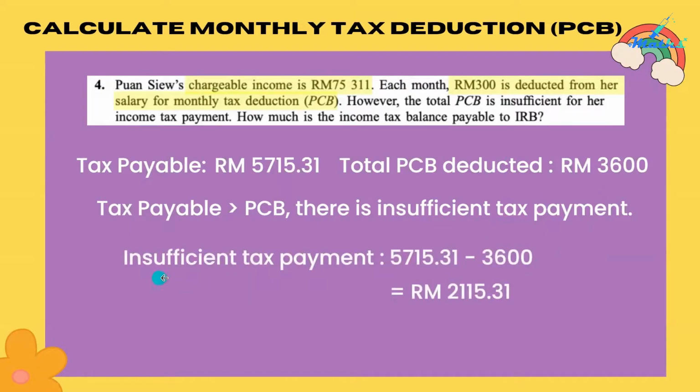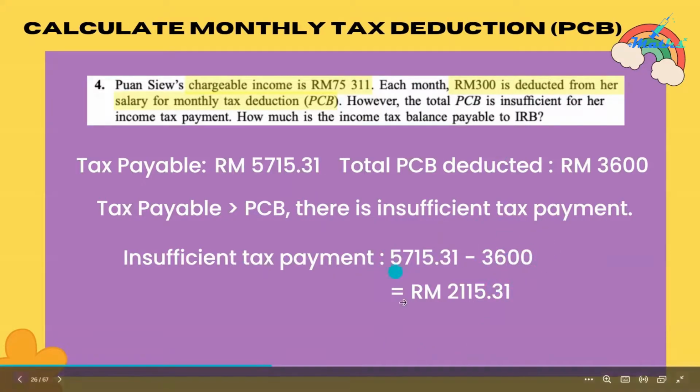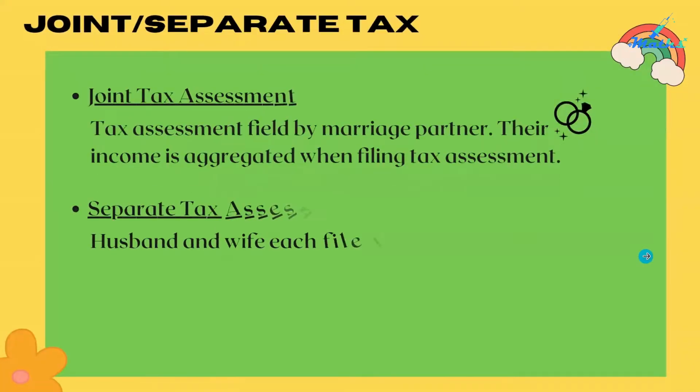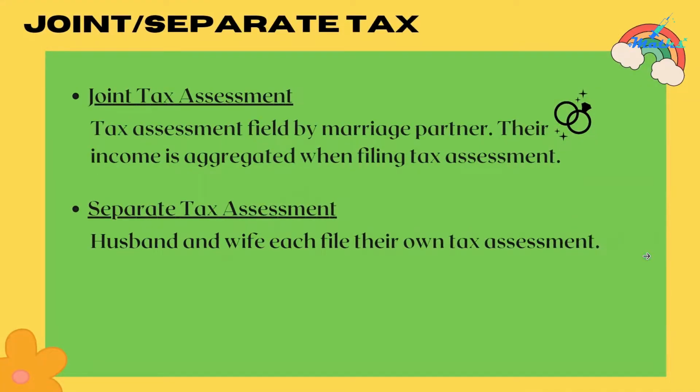So the insufficient tax payment is the tax payable minus the PCB. So here is the tax payment. So next will be the joint and separate tax assessment.